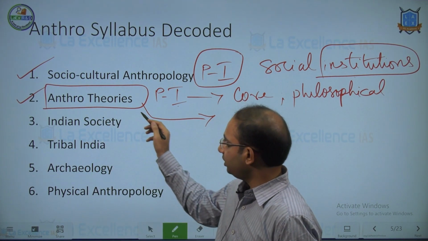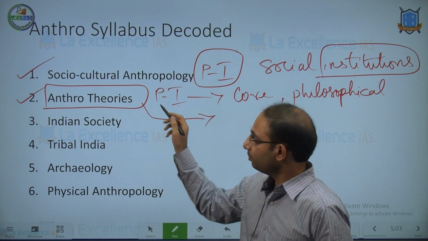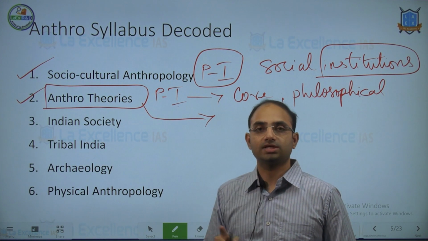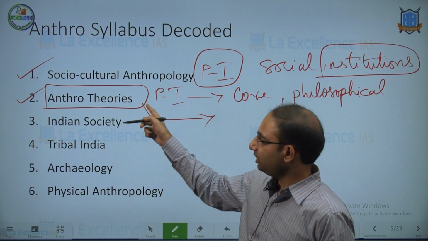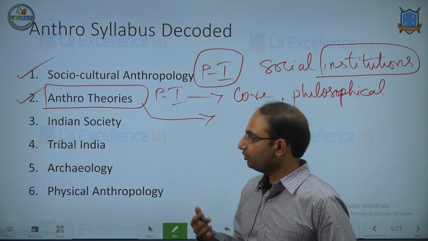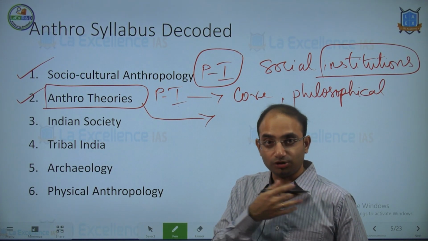And anthro theory is by far the most important module in entire anthropology, because when we do this chapter thoroughly, you will be able to answer well questions not just from here. Anthro theory is like a theme. It's like an undercurrent which can be used to answer questions from different other chapters across both the papers.